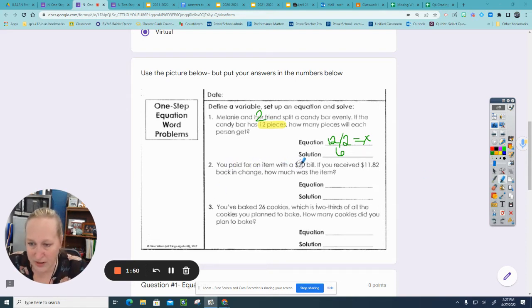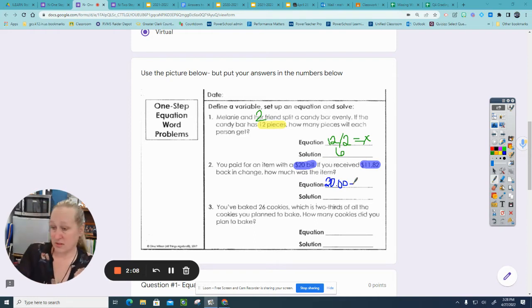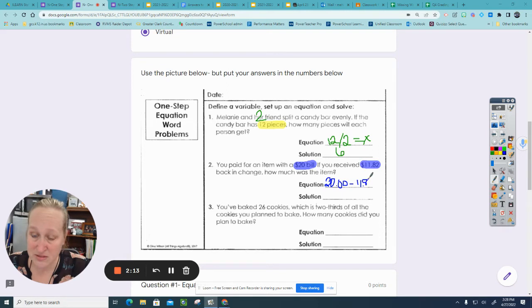You paid for an item with a $20 bill. If you received $11.82 back in change, how much was the item? So the equation that you need to use in order to solve that would be to take your $20, so 20.00, and subtract, because that's how much you're getting left, is $11.82 equals x. Make sure you have that dot.